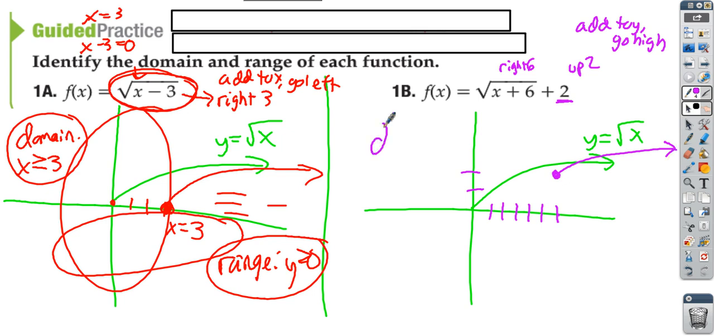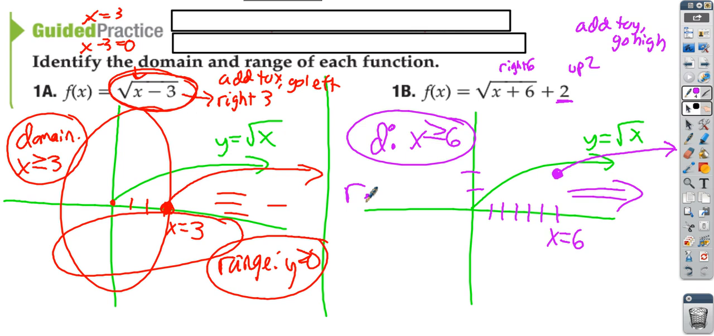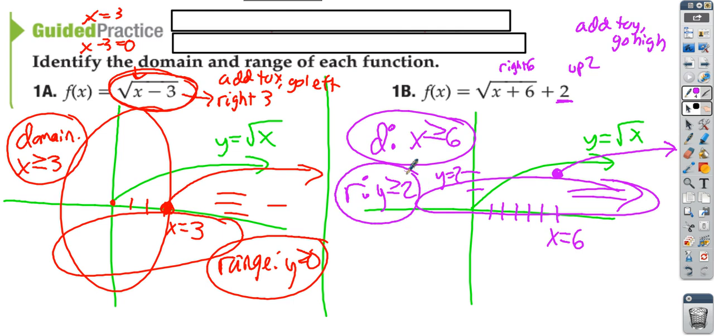So that's going to change the domain. Okay, the domain is going to be, well, this right here is x equals 6, and you can see x can be anything in this direction. So anything that is greater than or equal to 6 would work for x. The range has now changed also. Notice that y equals 2 right here, the graph never goes below. That's the purple graph, it never goes below y equals 2. So that means y must be greater than or equal to 2. And that comes from that plus 2, the fact that we added 2.